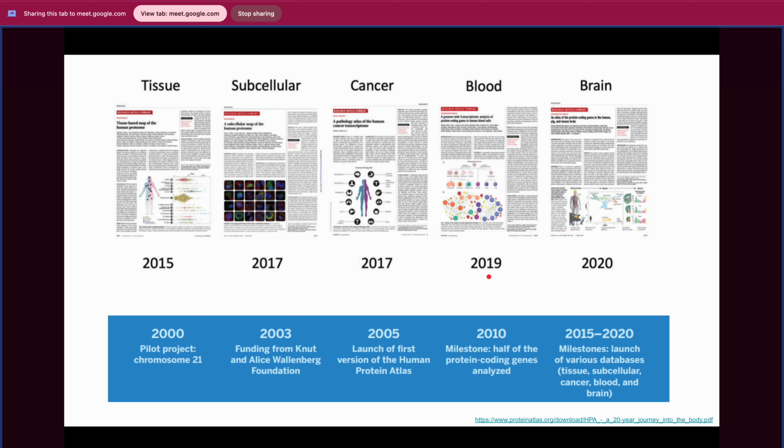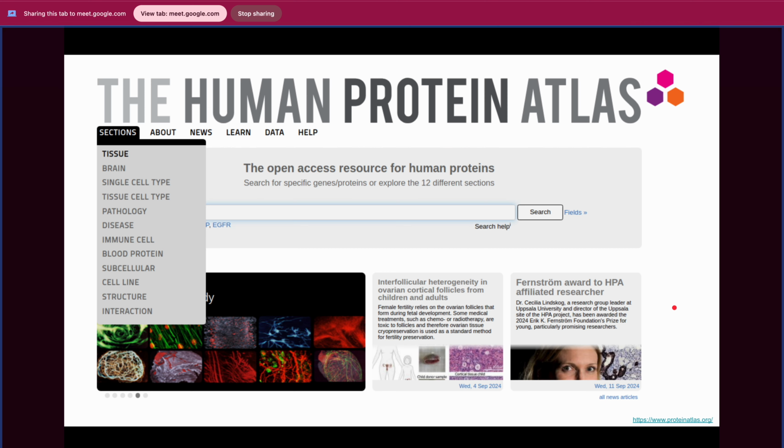And at that time, when these lectures were recorded, they were about to add this blood part. And now, after 2019 and 2020, they also added the brain part, in which the proteins which are expressed in brain were also added. So yeah, it tells about the milestones which they have achieved through these years.